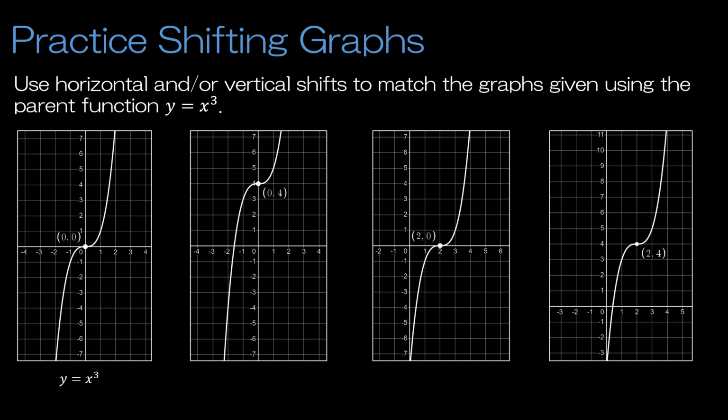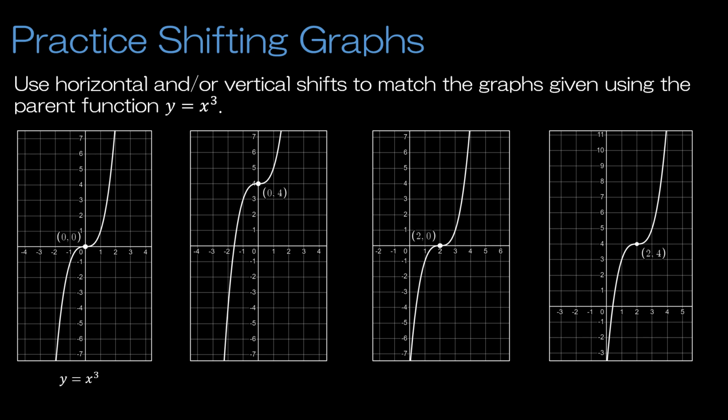Before we move on to other transformations, I want to practice shifting graphs. So we're going to use horizontal and/or vertical shifts to match the graphs given using the new parent function of y is equal to x cubed. So we used y equals x squared for our examples, and now we're going to use y equals x cubed for our practice. So that you understand what the parent function looks like, I have graphed it for you on the left. So now I want you to try to come up with the correct equations for each of the three graphs I have given you. Press pause, try all three questions, then press play to see how you did.